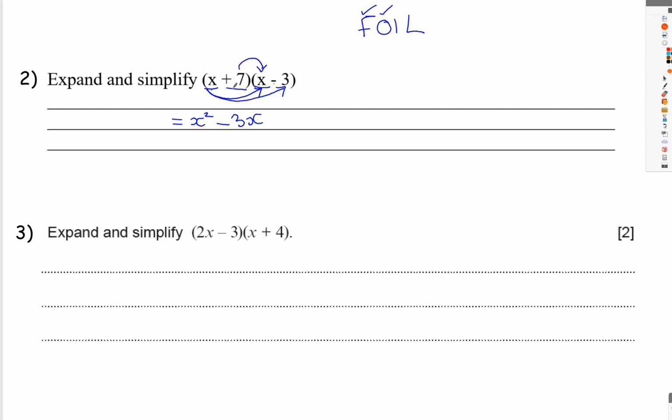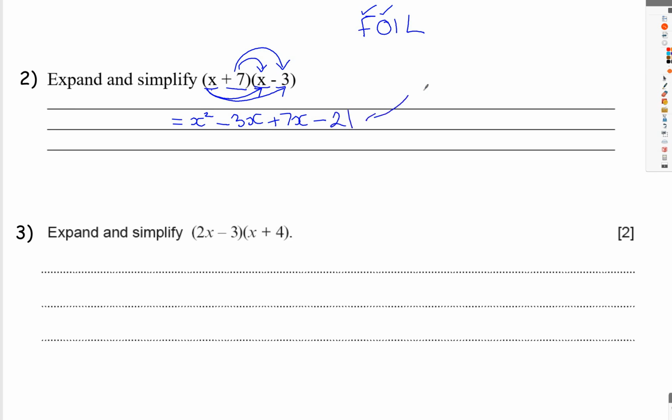Okay, so outside done, if those are on the outside, then the inside is plus 7 times the x. Or if we use the different method, we need to do the plus 7 times the x and then plus 7 times minus 3. Be careful of this minus 3. Okay, so plus 7 times x is plus 7x. And then plus 7 times minus 3, positive times negative is a negative. 3 times 7 is 21.